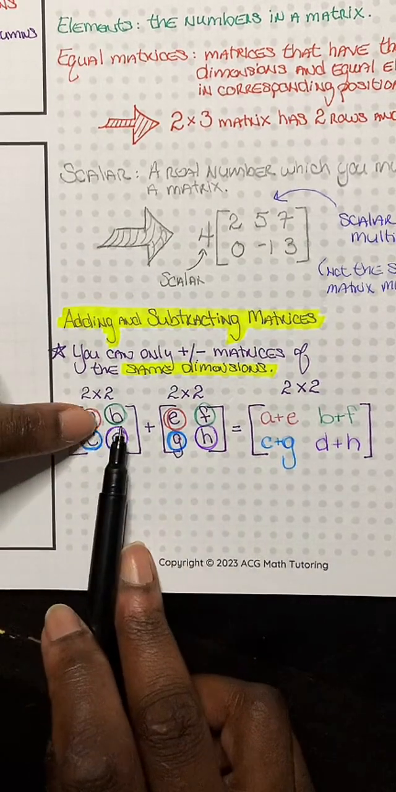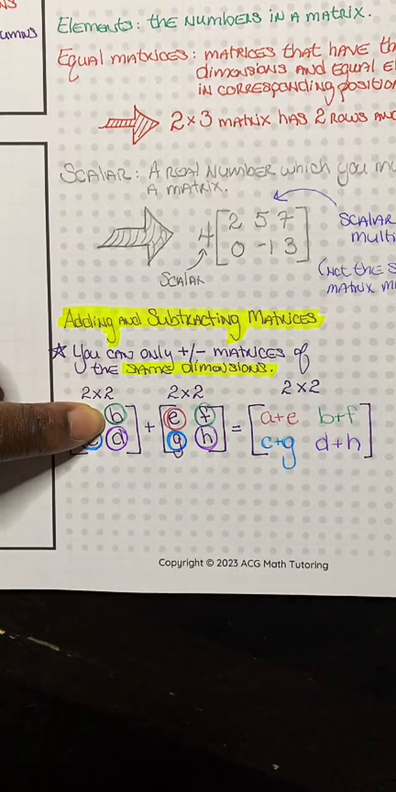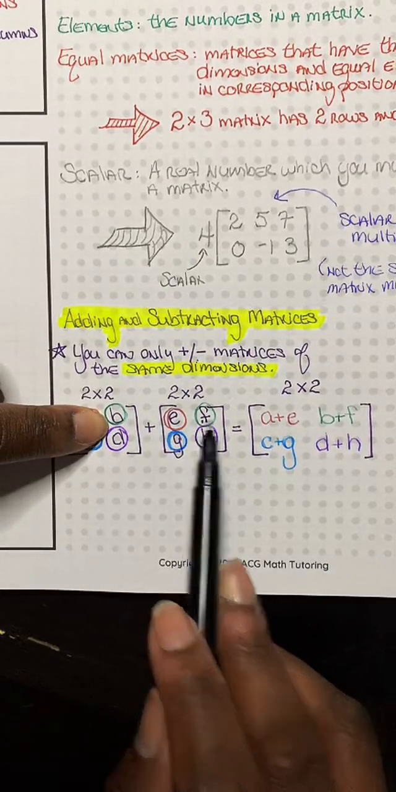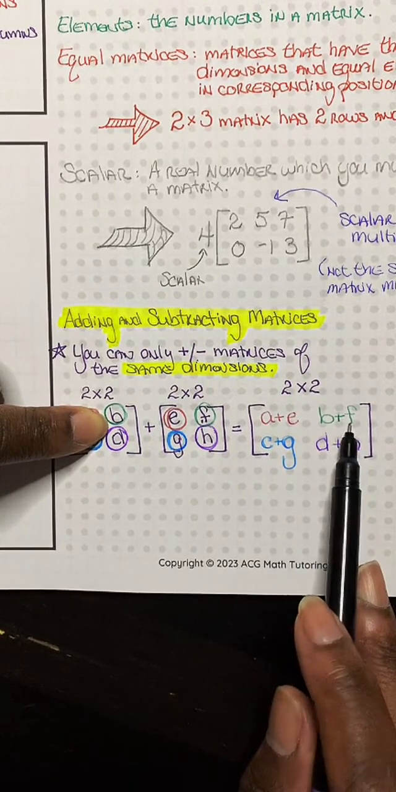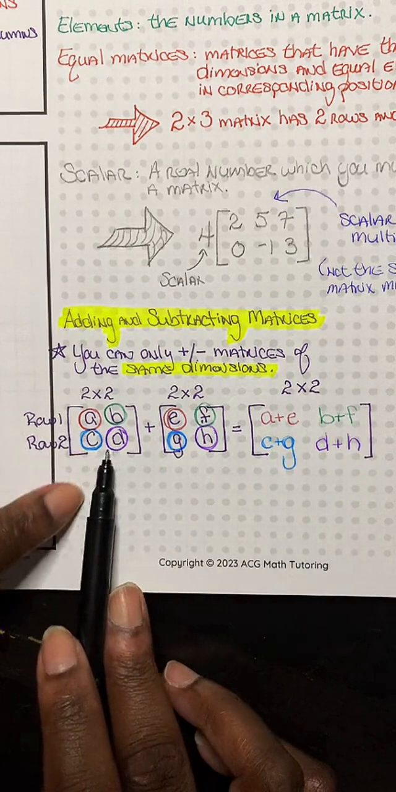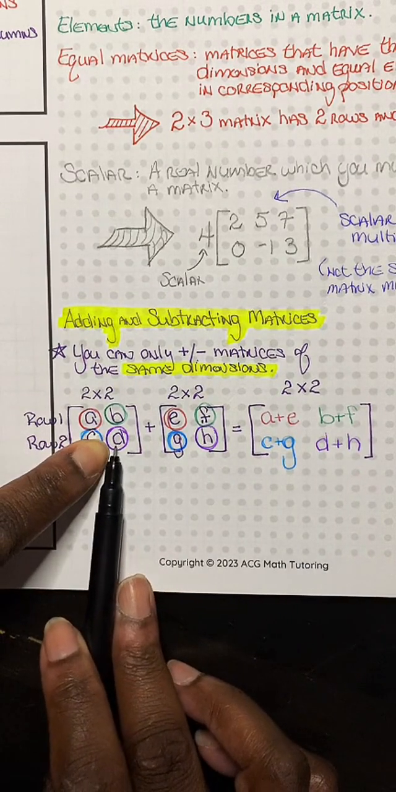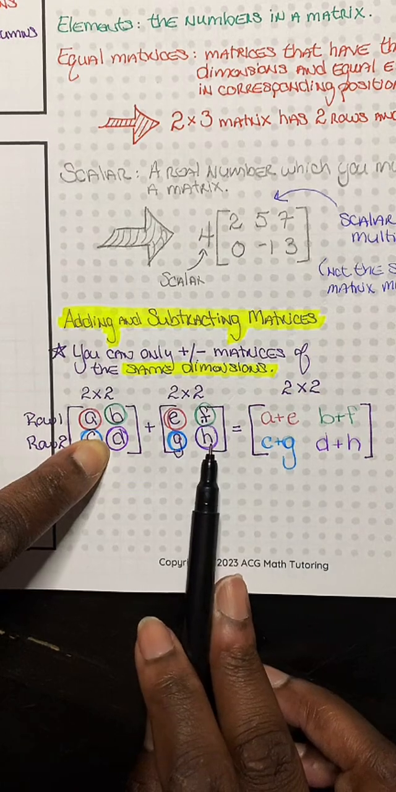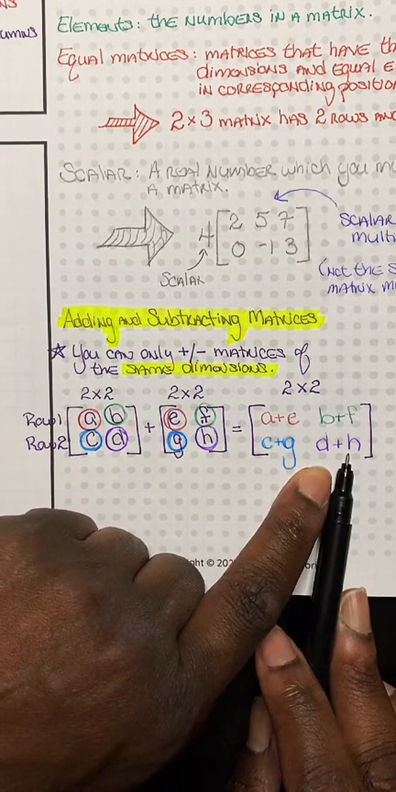If I'm in row 1 but column 2, that means I'm adding to the element that's in row 1 and column 2, which is B and F. So I just do B plus F, and that answer will go there. And lastly, if I'm in row 2, column 2, I am combining the element that's also in row 2, column 2, which is D plus H, and you put your answer over here.